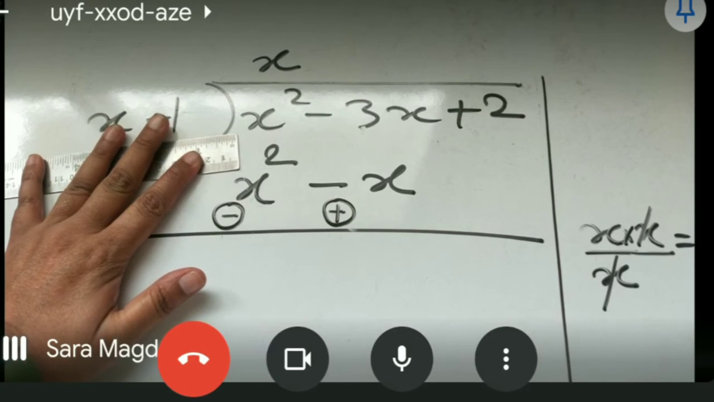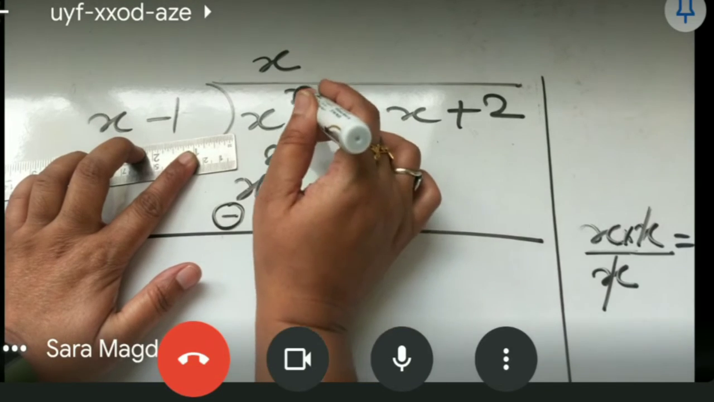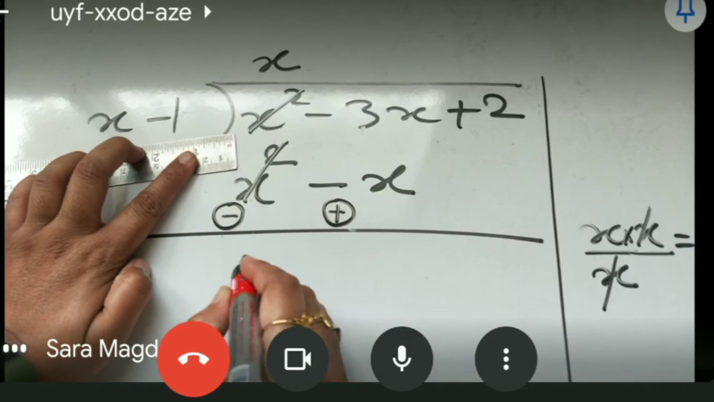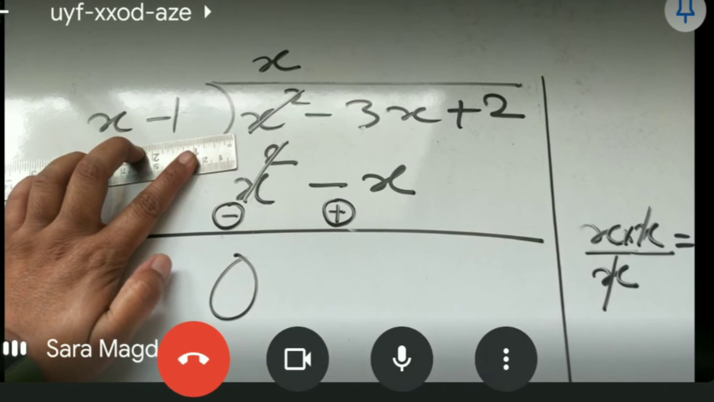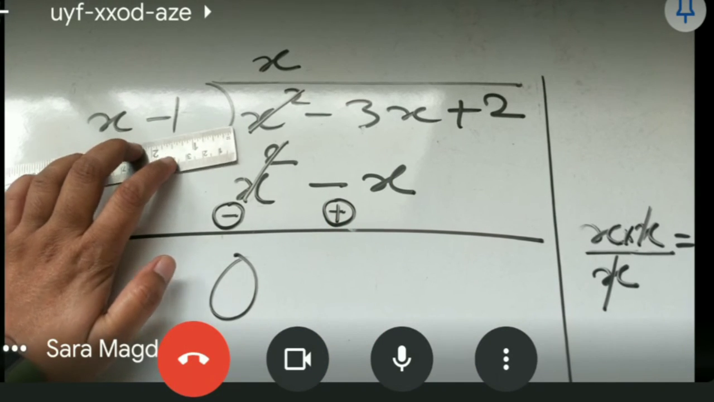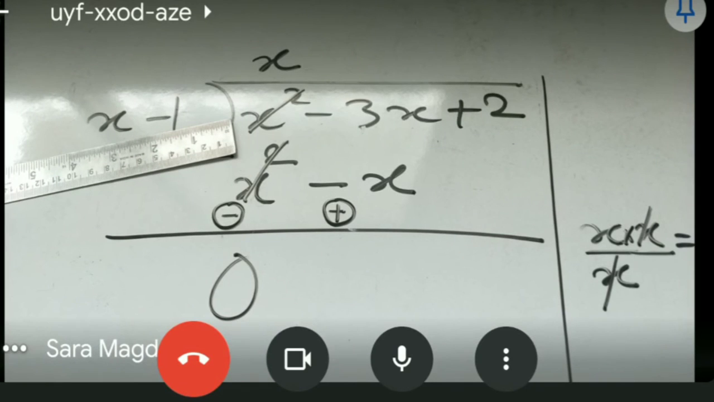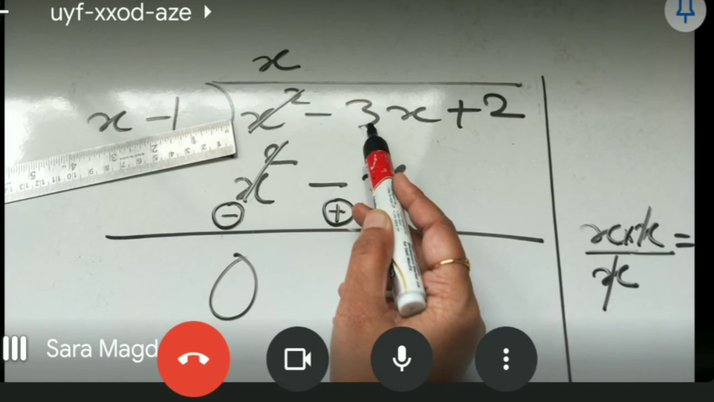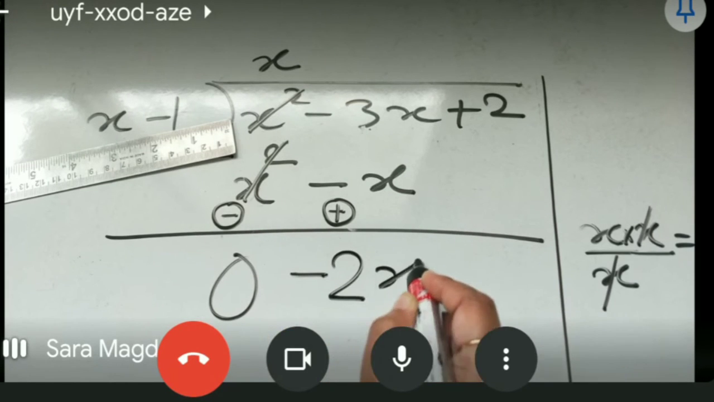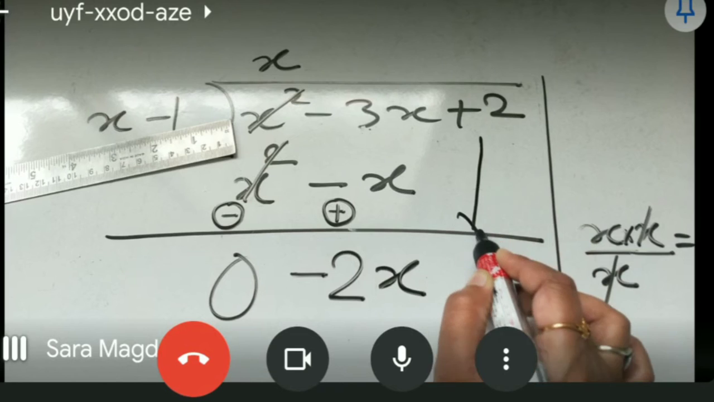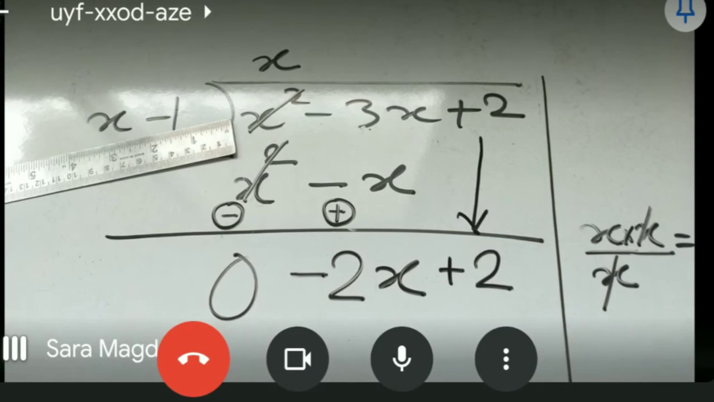Now you will think about plus x square minus x square. Will it be cancelled? Yes. 0. Now tell me minus 3x plus 1x. Minus 3 plus 1. Correct. Minus 3 plus 1 is minus 2x. And this term you will copy it as it is, plus 2.